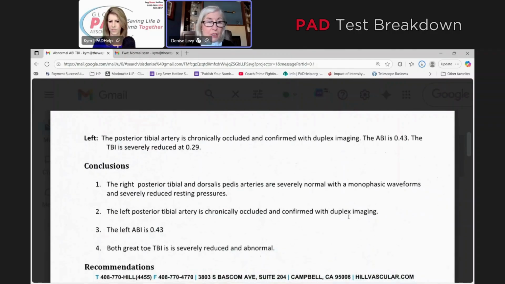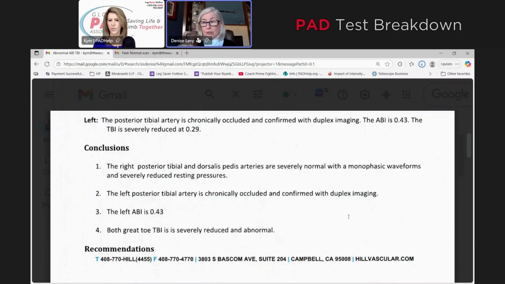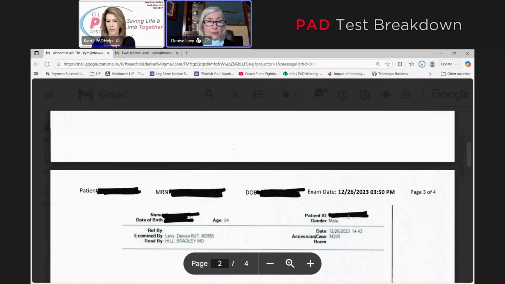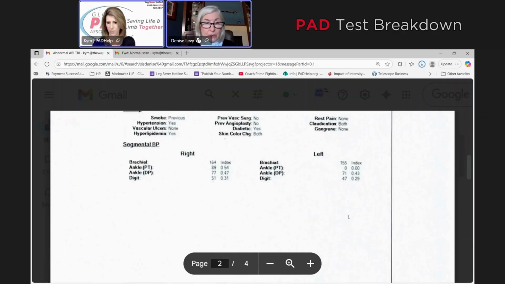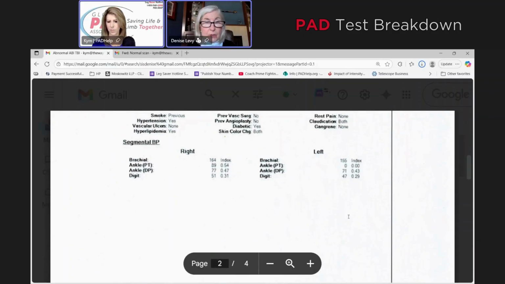And the waveforms are monophasic. There's only one signal coming up, which is straight up and going down. Okay. So let's look at this. Do you want me to? So there are your risk factors.